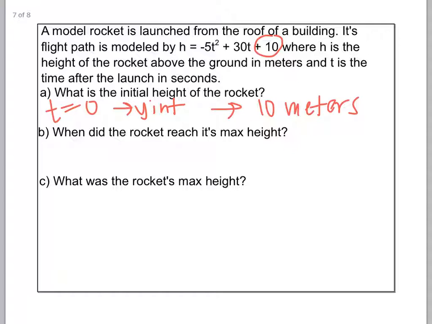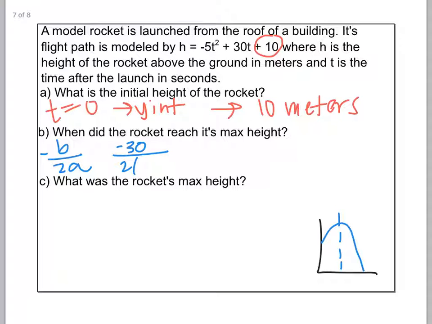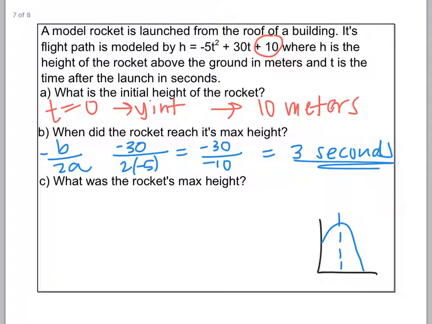Okay, part B says, when did the rocket reach its max height? So they want to know the time it took to reach that max height. So if you guys imagine a parabola, right, this rocket's going up and coming down, that max time is going to be at that halfway point, which is the same as our axis of symmetry. So to find that, I need to use the opposite of b over 2a. So if I plug in what I have, that would give us negative 30 over 2 times a, which is negative 5. So I have negative 30 over negative 10, which tells me it was at 3 seconds. That's when it reached its max height.